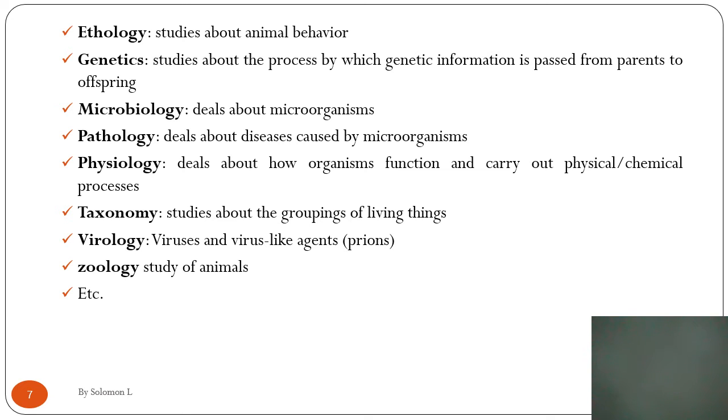Taxonomy studies the grouping of living organisms. Virology studies viruses and virus-like agents such as prions. By the way, prions are not organisms, rather they are proteins, but for some reasons they may cause disease. So they can be studied under virology. Another branch of biology is zoology, which studies animals. So these are some of the branches of biology.